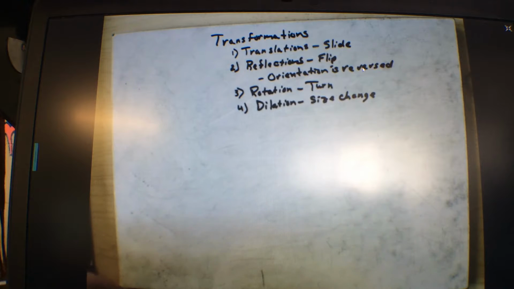Dilation is the only one in which the size of the figure changes. All the rest of them, the size is the same. Okay, and this is called an isometry. An isometry is when you do something to it and the figure remains the same size. All right, so what we want to do is reflect something over a line. We're going to do a line reflection, which means it's going to jump the line.